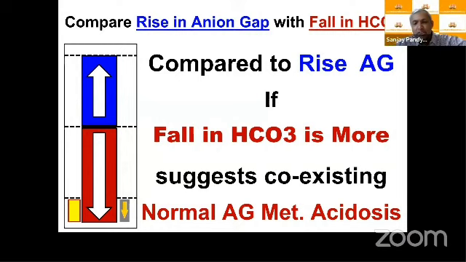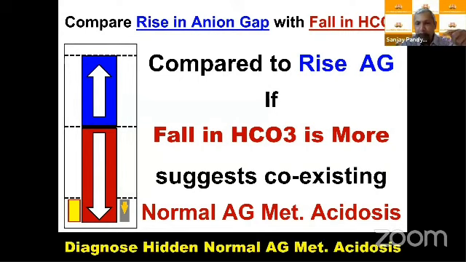If there is coexisting, say this patient develops diarrhea, then instead of equal rise in anion gap with equal fall in bicarbonate, diarrhea will lead to additional fall in bicarbonate. And therefore, as compared to rise in anion gap, if the fall in bicarbonate is more, think of coexisting normal anion gap metabolic acidosis. So this is what the MOSSAD skill is. In high anion gap metabolic acidosis, compare rise in anion gap with fall in bicarbonate. As we have discussed, as compared to rise in anion gap, if the fall in bicarbonate is greater, think of additional normal anion gap metabolic acidosis. This MOSSAD skill helps us to diagnose hidden normal anion gap metabolic acidosis.